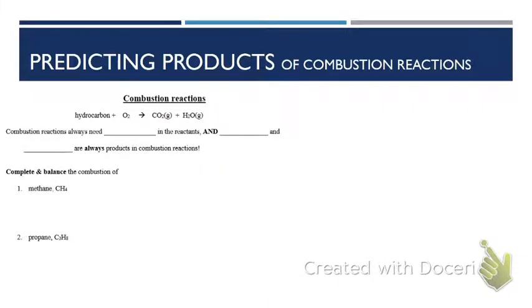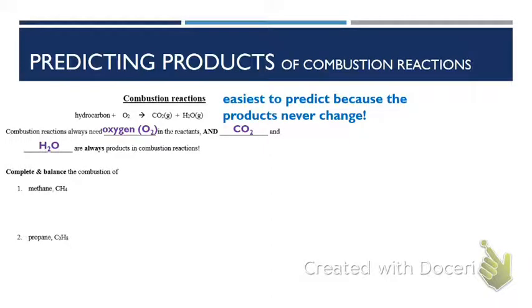We're going to start with combustion reactions, honestly because they're the easiest. We always have a fuel, and that fuel is burning. And in order to burn, we need to have oxygen, which is a diatomic, and we always make the same 2 things, CO2 and H2O. Those are always my products, and so when I'm predicting products, these are the easiest because the products never change.